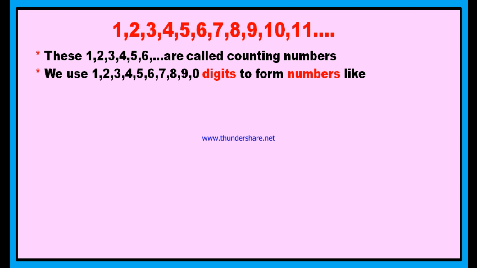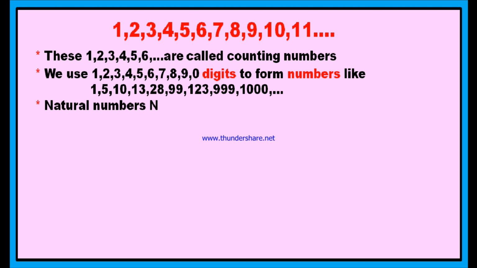Therefore, how many digits are there? We have 10 digits. And what are they? 1, 2, 3, 4, 5, 6, 7, 8, 9 and 0. These 10 are called digits, and we can form numbers by means of these digits. You see, for example, 1, 5, 10, 13, 28, 99, 123, 999, 1000 and so on. And all these numbers are formed by means of these 10 digits.